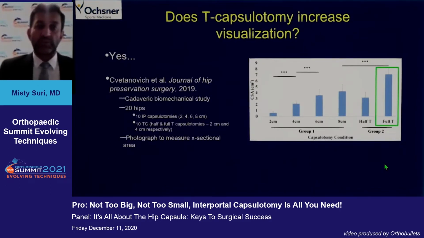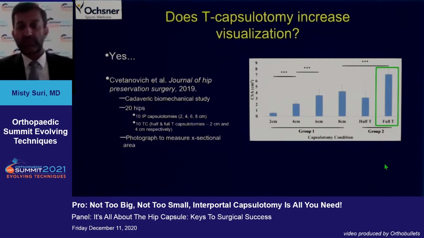So this biomechanical cadaveric study was pretty interesting because it was really kind of eye-opening for me. I think a T-capsulotomy theoretically should increase the visualization area, as we know. And this was 20 cadaver hips, and 10 had interportal and 10 had the T-capsulotomy. Half were a half T and half were a full T out of those 10, 2 centimeters and 4 centimeters.